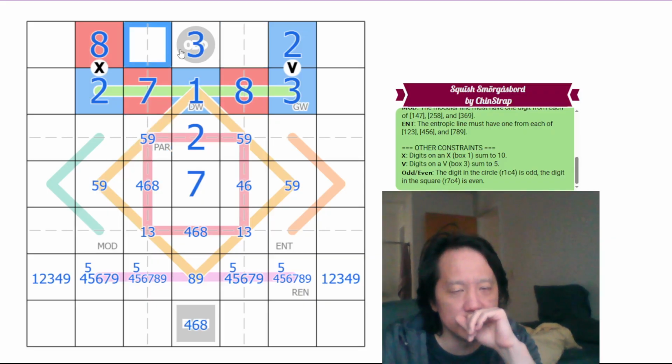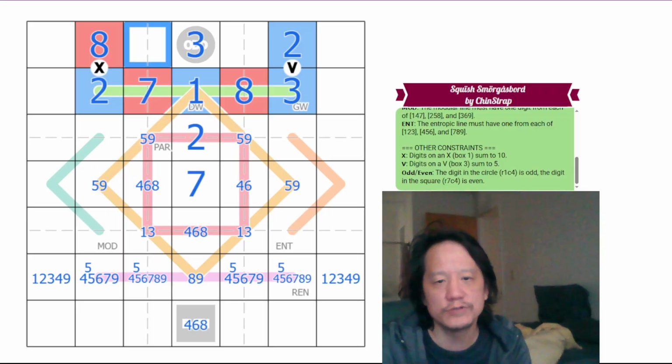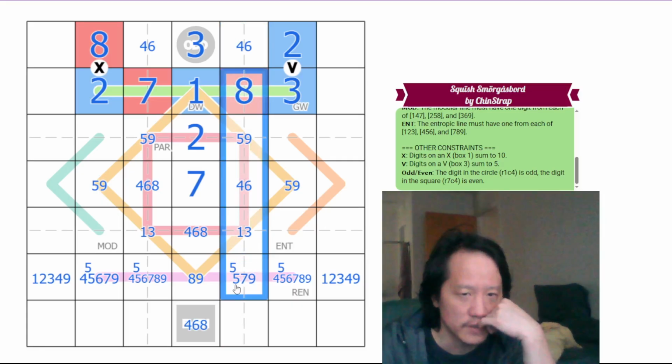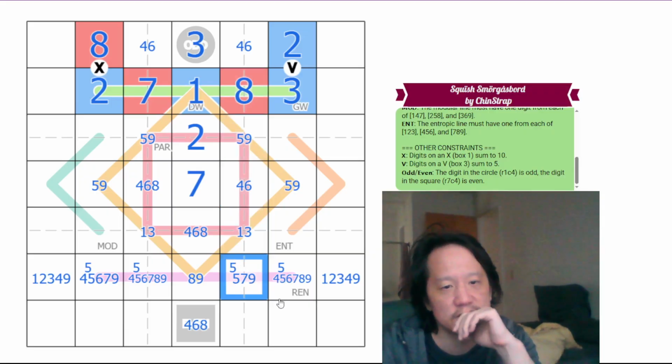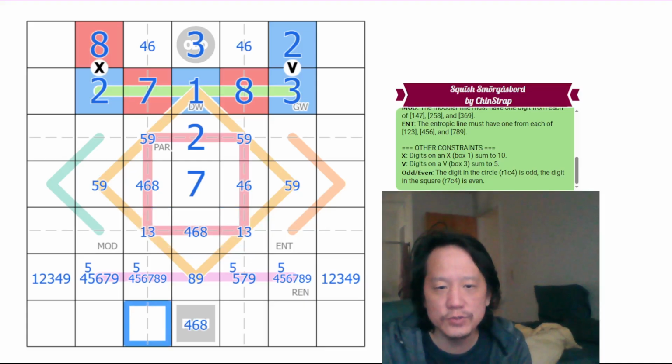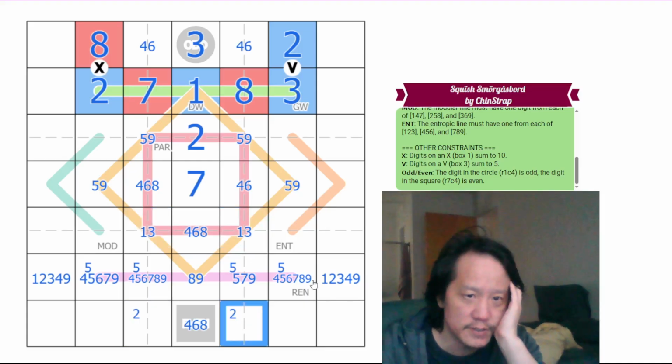Remaining digits in box 2 are 4 and 6. We have a 4, 6, 4, 6 pair in column 5, which eliminates 4 and 6 in the rest of the column, so this cannot be 4 or 6. We know we have a 2 guaranteed in one of these 2 spots there.